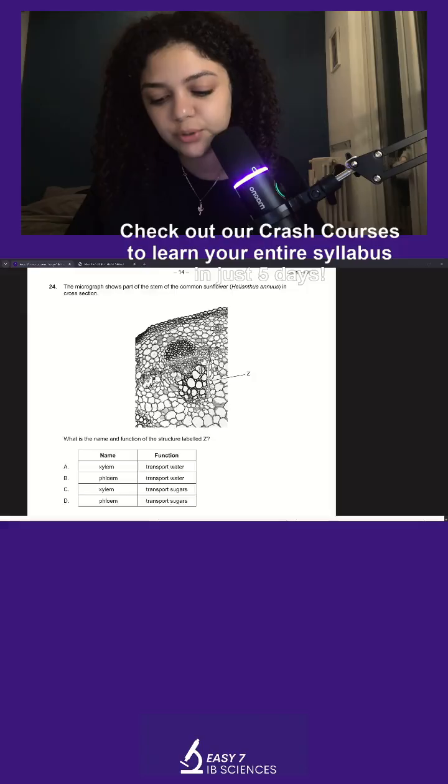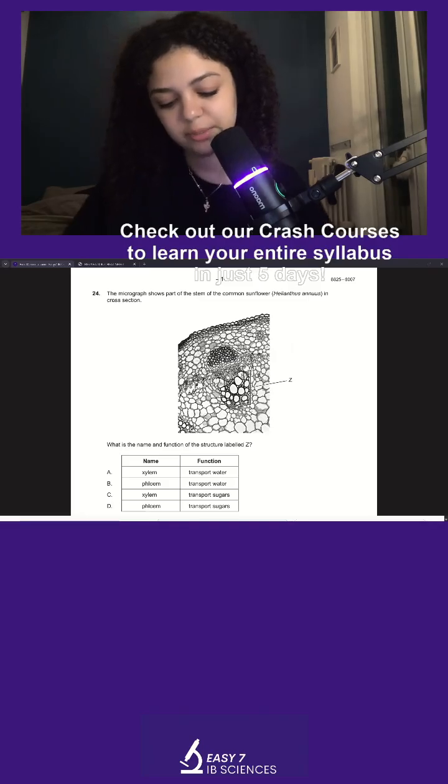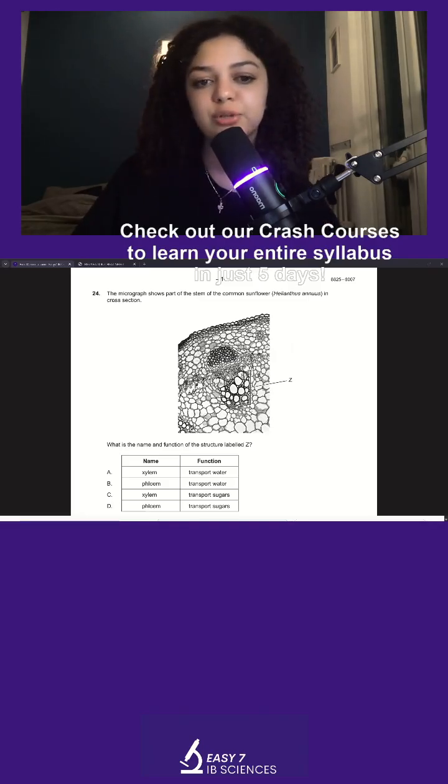Okay. The micrograph shows part of the stem of the common sunflower. In a cross section, what is the name of the function of the structure labeled Z? This is a repeat question. It has shown up before, maybe the exact same picture.